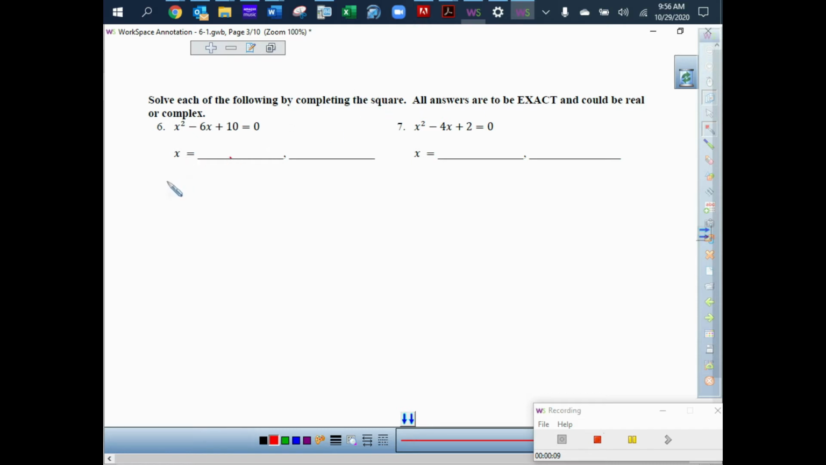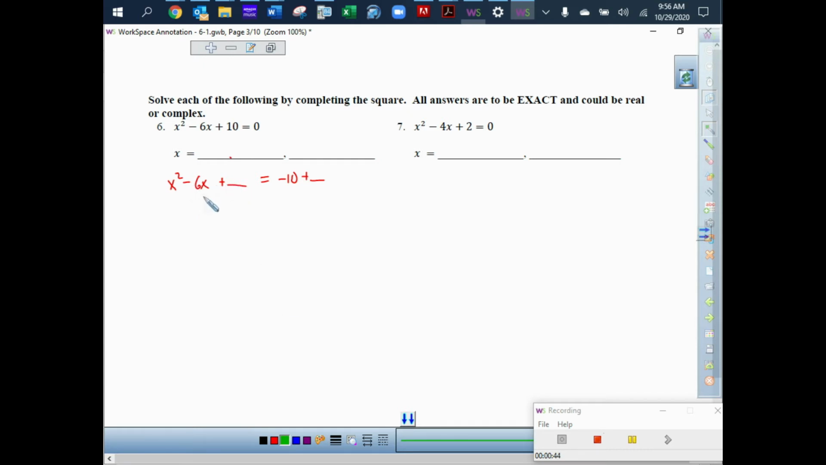The way you do that again is you set them up with a blank. You get all the stuff with x's on one side with a blank. And you add that number over, or in this case subtract, and set it up with a blank. And to fill in the blank, you do half the b value squared.